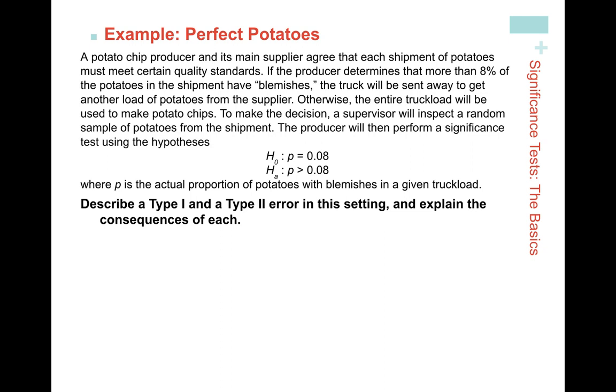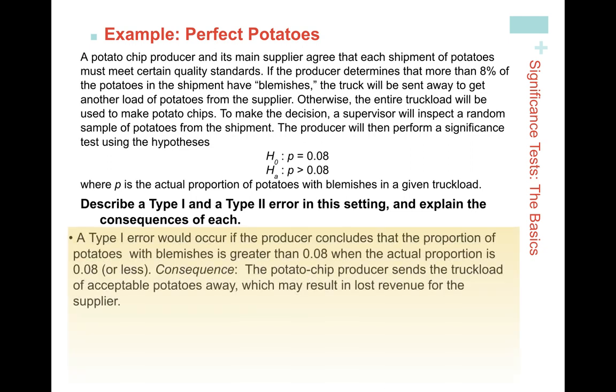So what is a type 1 and a type 2 error in this setting? And think about the consequences. It doesn't tell you the consequences. You have to figure out the consequences. So what's a type 1 error? Well, we said that a type 1 error is incorrectly rejecting the null. So after the test, the producer rejects the null. So it says, nope, I'm going to reject the null in favor of HA. I think that these potatoes are actually really bad. Take them back. I'm not going to purchase them.